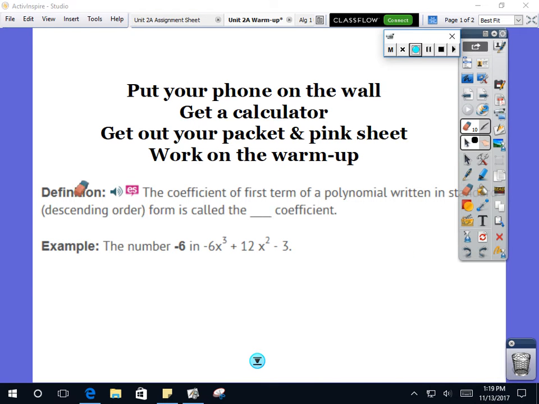This is a definition. The coefficient of the first term of a polynomial written in standard form is called the blank coefficient. Raise your hand if you think you know the answer. The coefficient on the first term of a polynomial written in standard form is called the what coefficient? The leading. She got it. I'll give you candy in a minute. All right. It's called the leading coefficient.